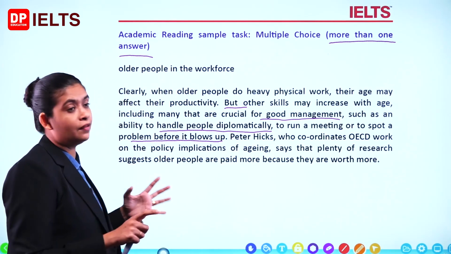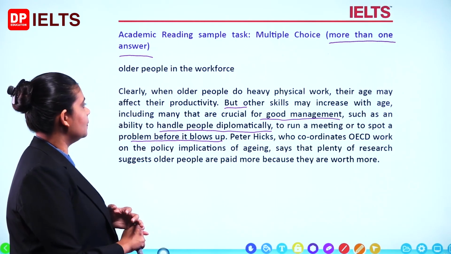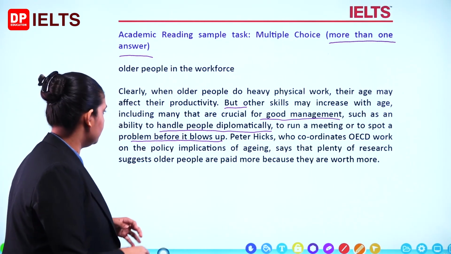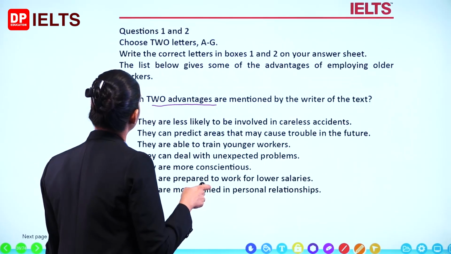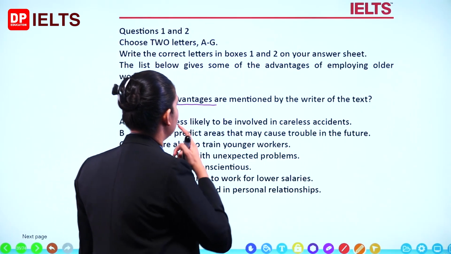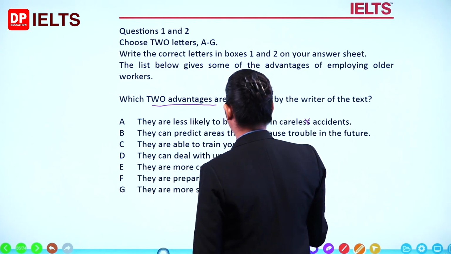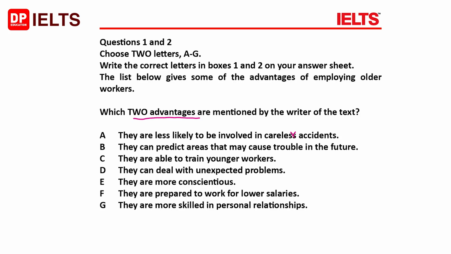And if they can run a meeting smoothly, spot on, and if there was something to happen, they could tell it well in advance, not at the last moment, okay? So let's have a look at the answers. They are less likely to be involved. No, didn't mention that. Only three things. Predict areas that can cause trouble in the future. Yes, before it blows up.